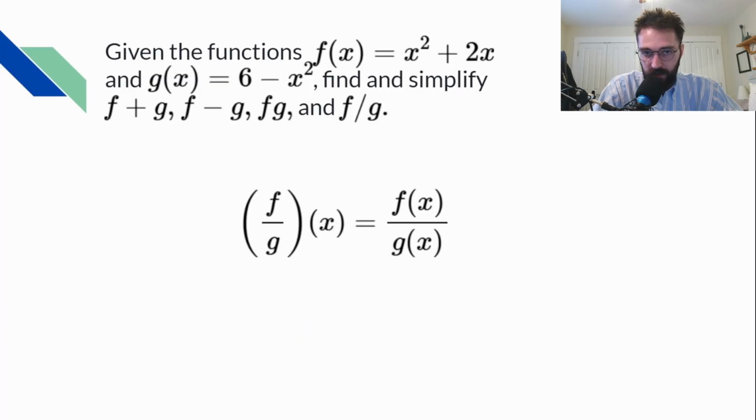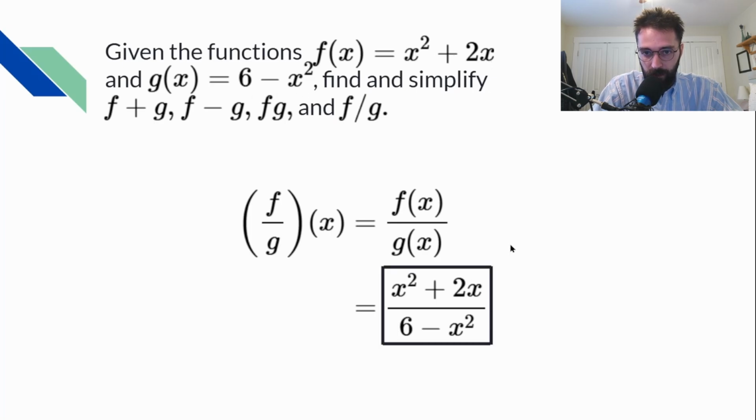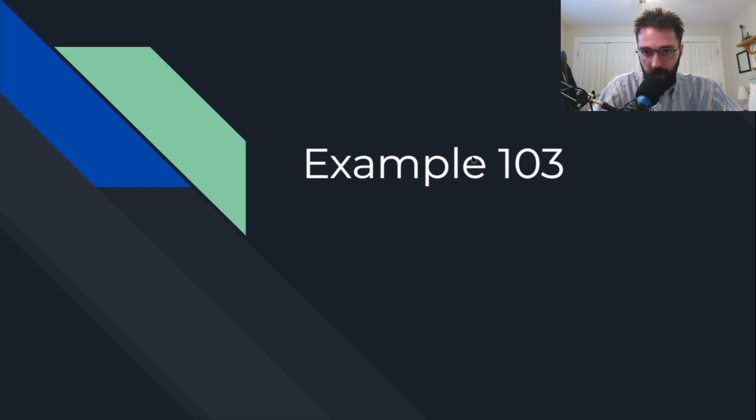Next, let's take a look at f over g. This is when we divide the expressions. So this one isn't that interesting. There's not much simplification that can be done. Well, there's no simplification that can be done. We have x squared plus 2x over 6 minus x squared, and that's our final answer. So that's f over g. So these are 4 ways that we can combine the functions f and g.